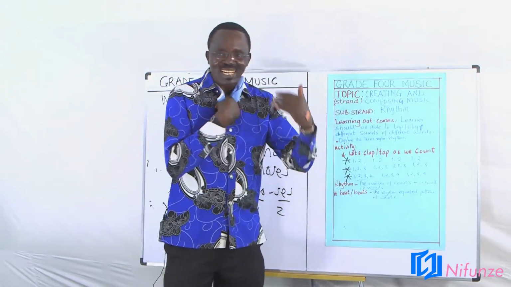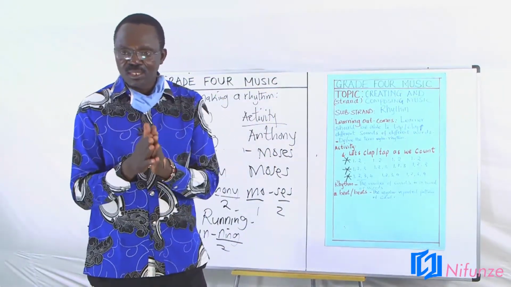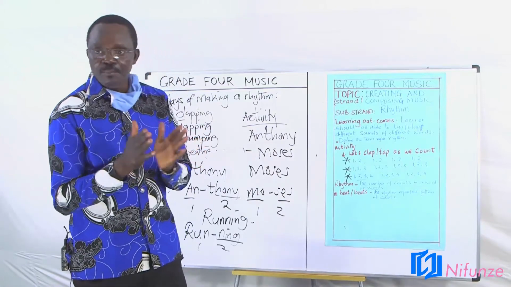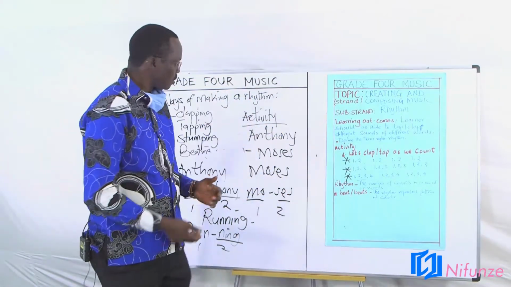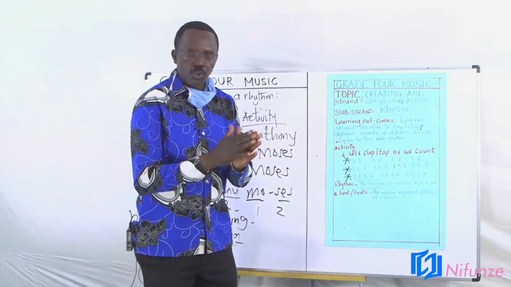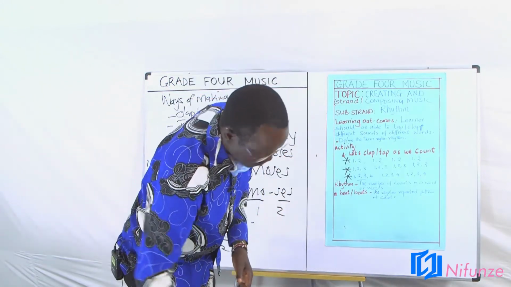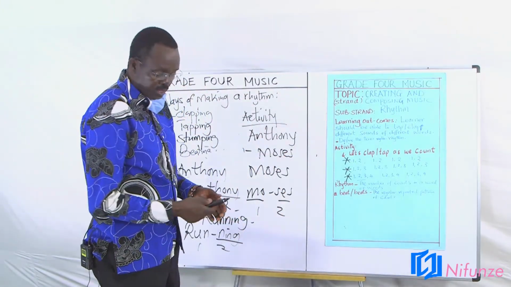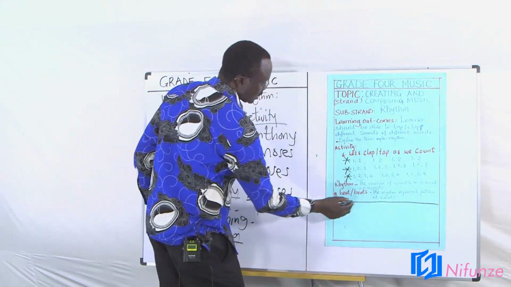A beat is a regular repeated pattern. So if I'm walking like this, repeatedly, I'm creating a beat. But a rhythm is a number of counts. 1, 2, 3, 4. 1, 2, 1, 2, 3, and 1, 2, 3, 4. This is what you should be doing at home before we meet in our next lesson.